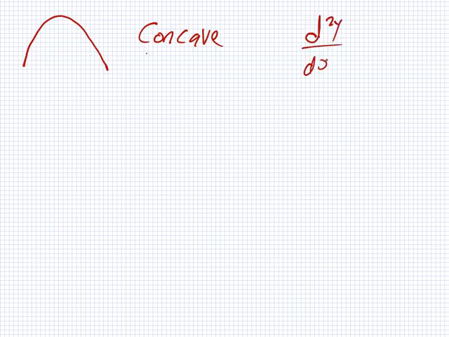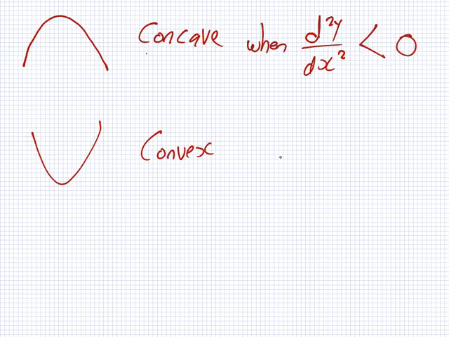This shape is called a concave shape. Don't pretend you knew it. No, it's too late now. This shape is called convex. And this happens when the derivative is negative. And this one happens when the derivative is positive. This is an important fact. Please write it down.